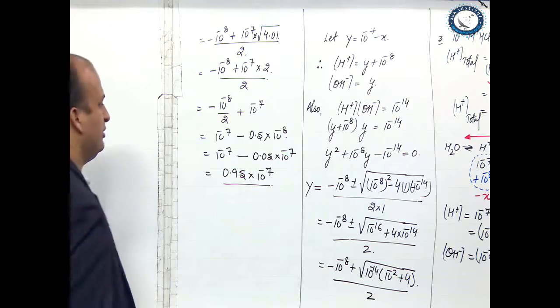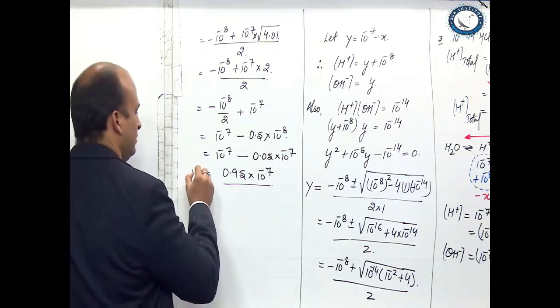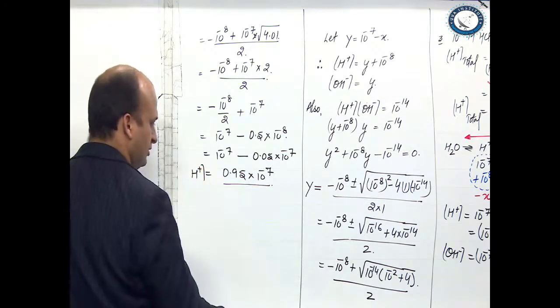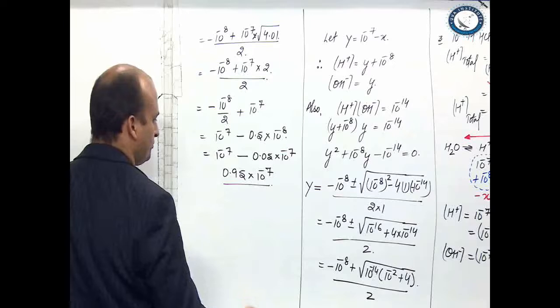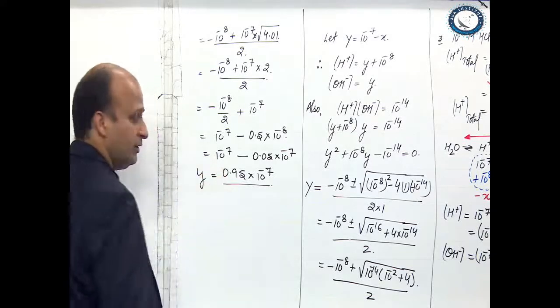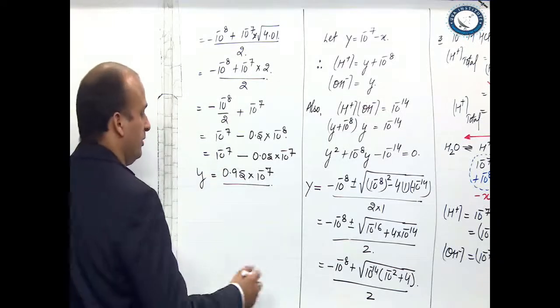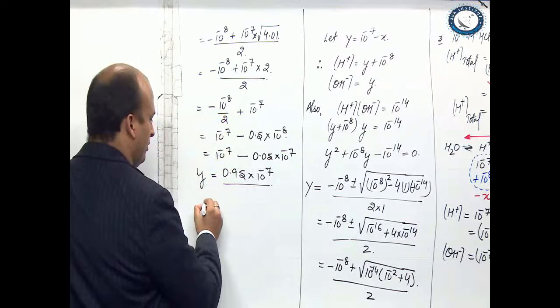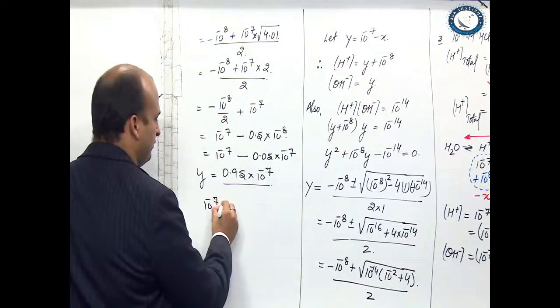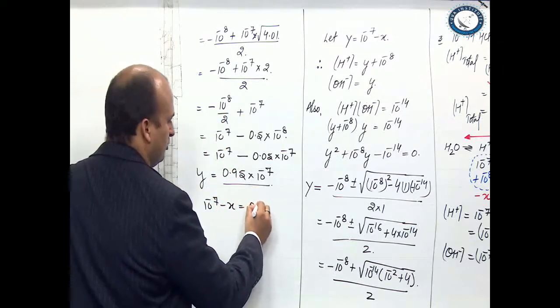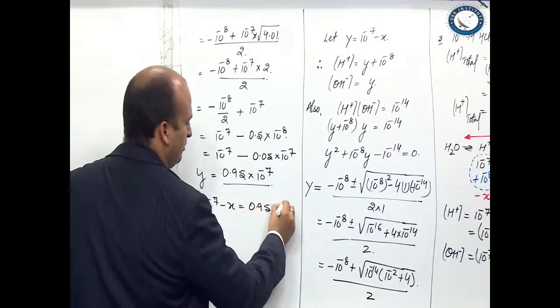Okay. Now this is the H plus ion. Now this is equal to what? This is equal to Y. Okay. Now what is Y? 10 raised to power minus 7 minus X is equal to 0.95 into 10 raised to power minus 7.